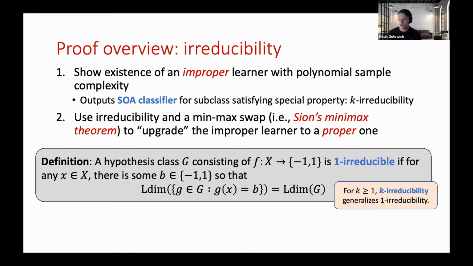And so here's the definition of one irreducibility. We say that a hypothesis class G, consisting of binary hypotheses F on the space X, is one irreducible if for any point X, there is some bit B, either -1 or 1, so that the following equality holds: the Littlestone dimension of the set of hypotheses in G which evaluate to B on the point X is equal to the Littlestone dimension of G. In other words, restricting the class G to only those hypotheses which take the value B on X does not decrease the class's Littlestone dimension.